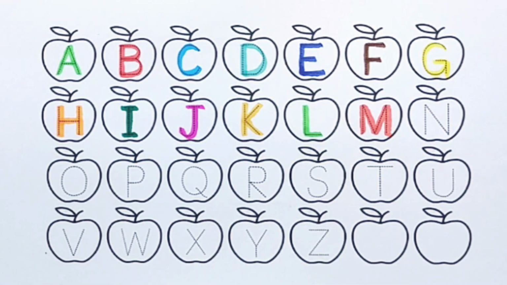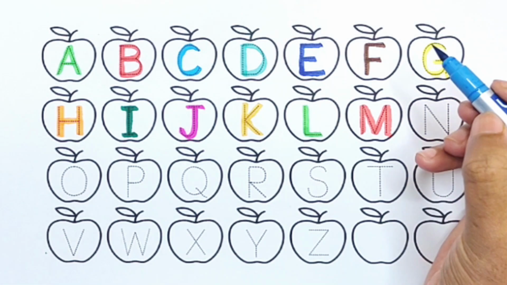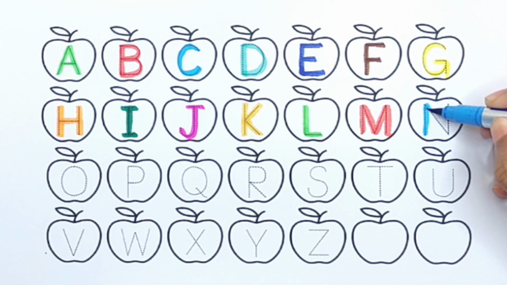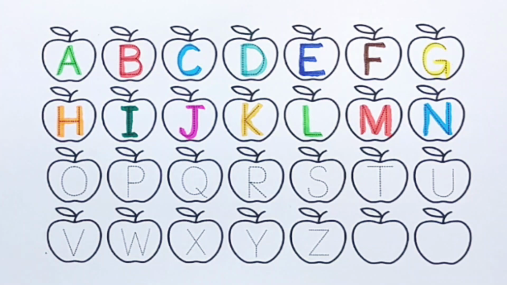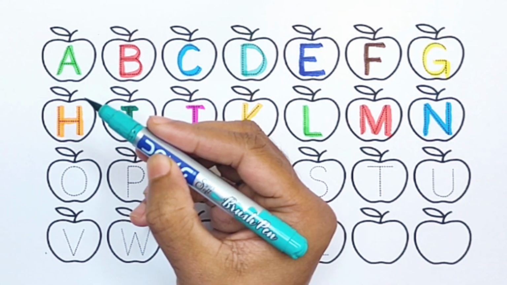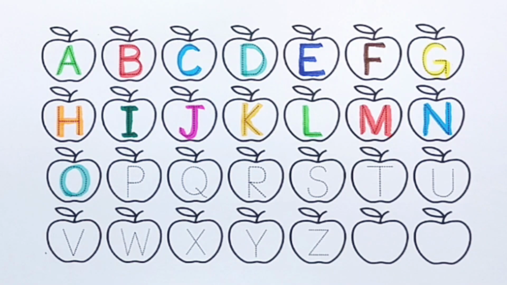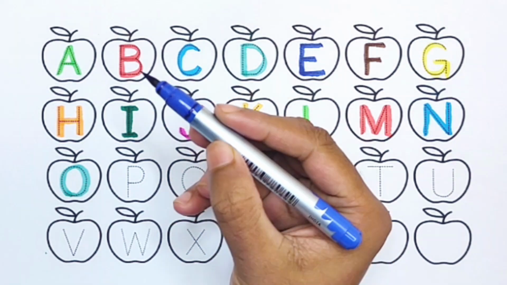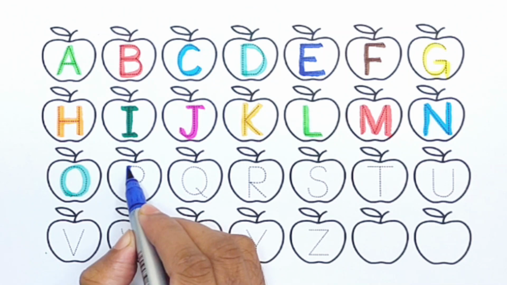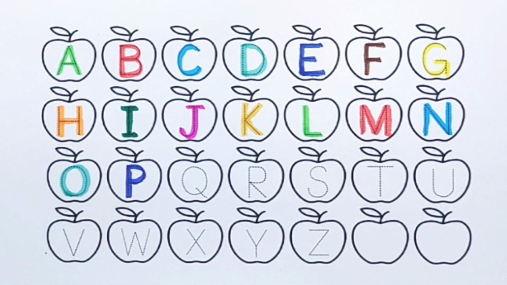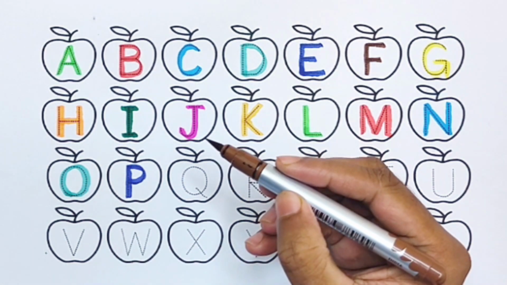M for mango, sky blue color. N for nuts, sea green color. O for onion, blue color. P for pineapple, brown color.